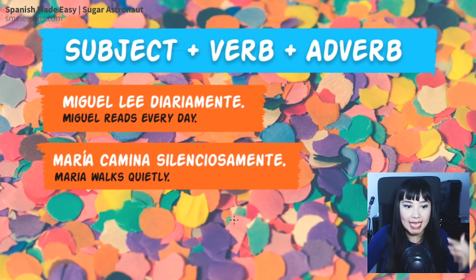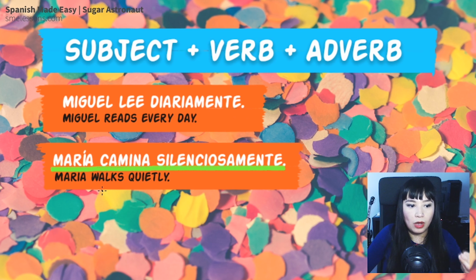María camina silenciosamente. This means Maria walks quietly. Okay? María is the name or the subject. Camina, that is the verb. Silenciosamente, this is a very long word. Silenciosamente is the adverb. Maria walks quietly.